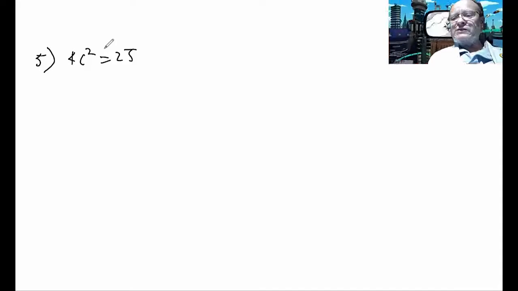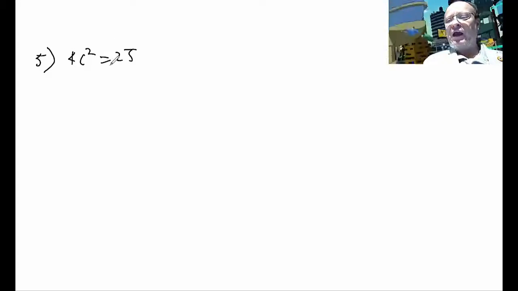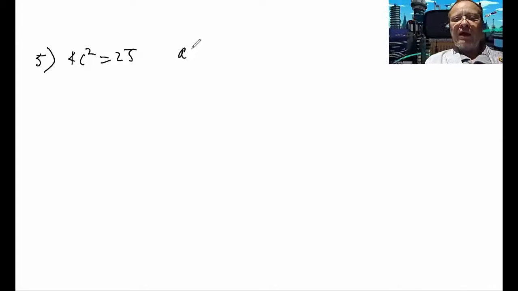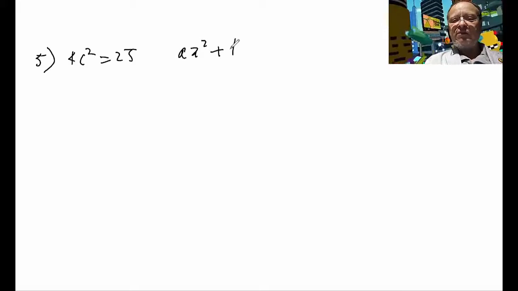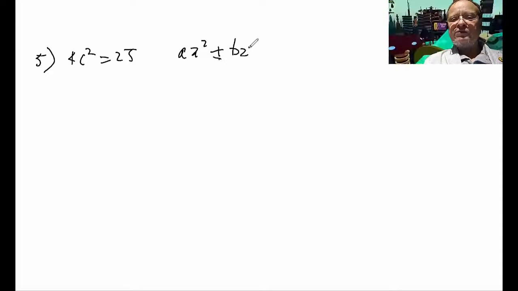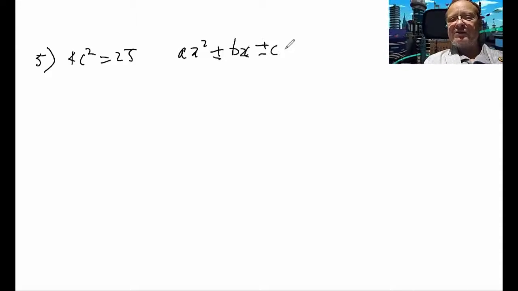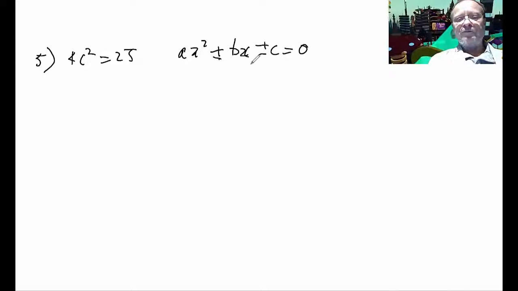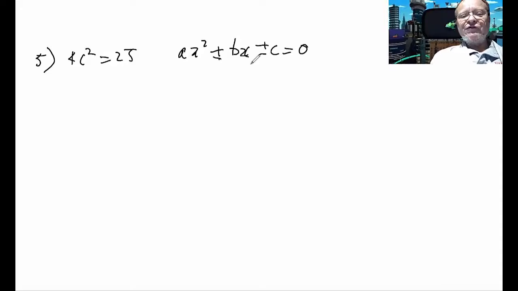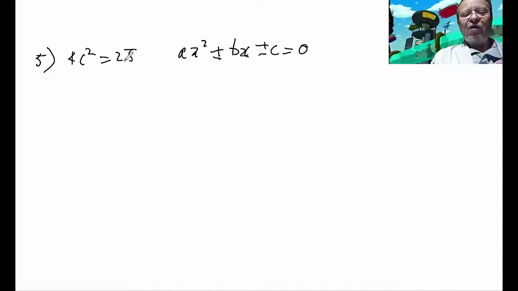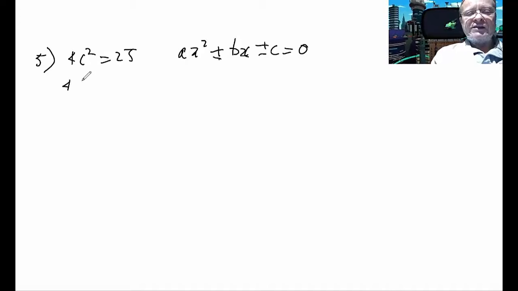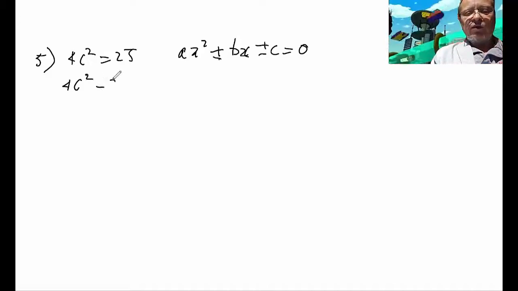We don't have it in standard form. And standard form means we have to have the equation equal to 0. Remember, ax squared plus or minus bx plus or minus c is equal to 0 is called standard form. So what we have to do is we have to now move the 25 to the other side and set it equal to 0. So here we will do that.